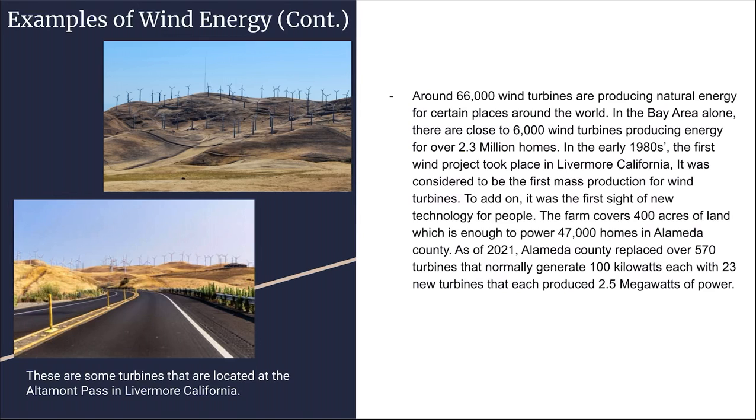As of 2021, Alameda County replaced over 570 turbines that normally generated 100 kilowatts each with 23 new turbines that each produce 2.5 megawatts of power. So for the images, this is basically a view of what the turbines look like passing in Livermore, California, which is pretty interesting.